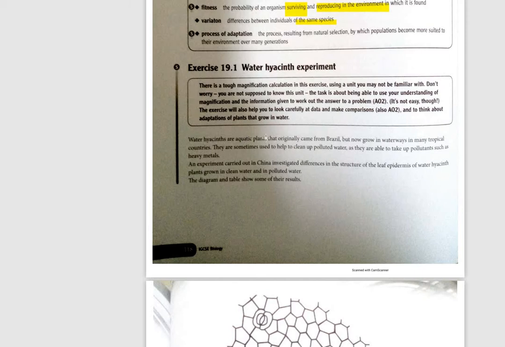Water hyacinths are aquatic plants that originally came from Brazil but now grow in waterways in many tropical countries. They are sometimes used to clean up polluted water as they're able to take up pollutants such as heavy metals. An experiment carried out in China investigated differences in the structure of the leaf epidermis of water hyacinth plants grown in clean water and in polluted water. The diagram and table show some of the results.